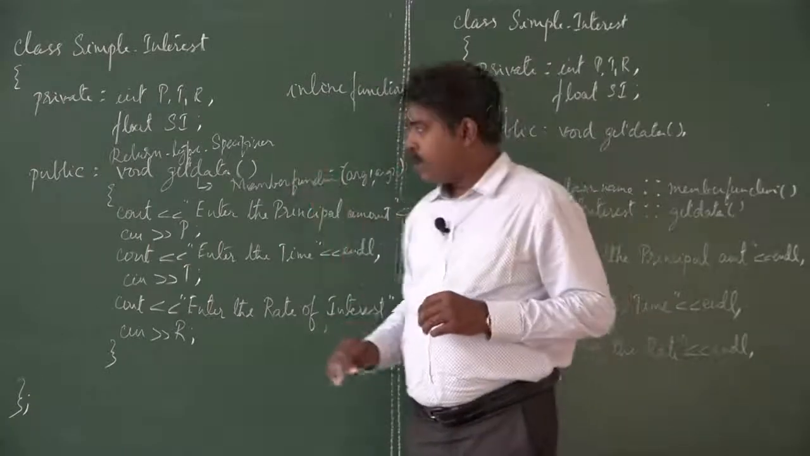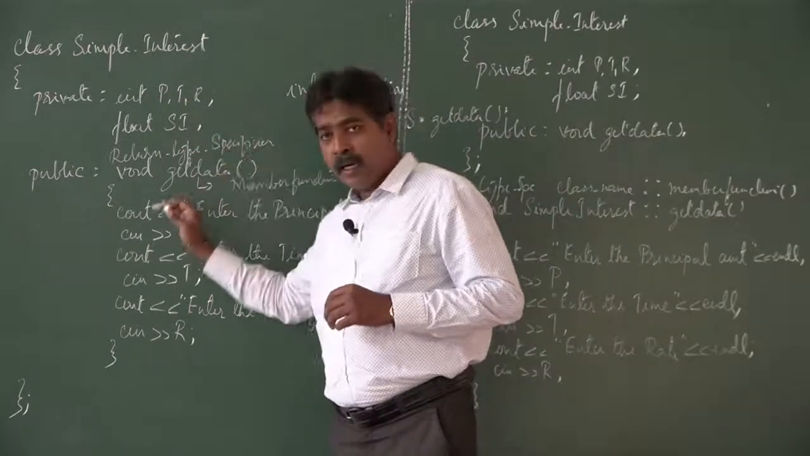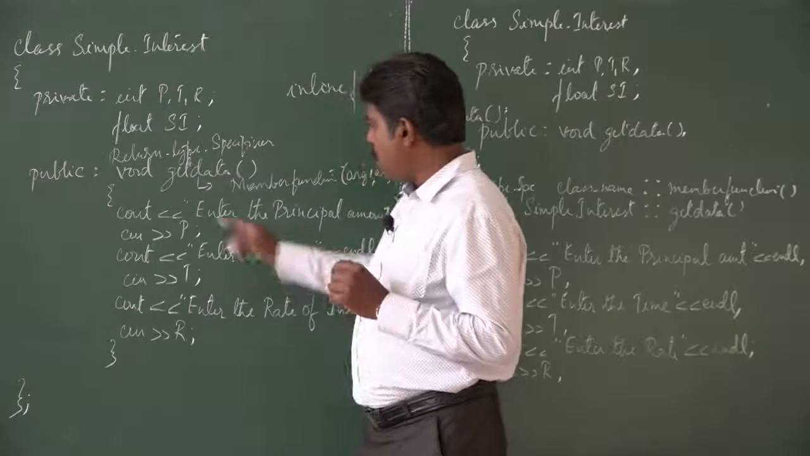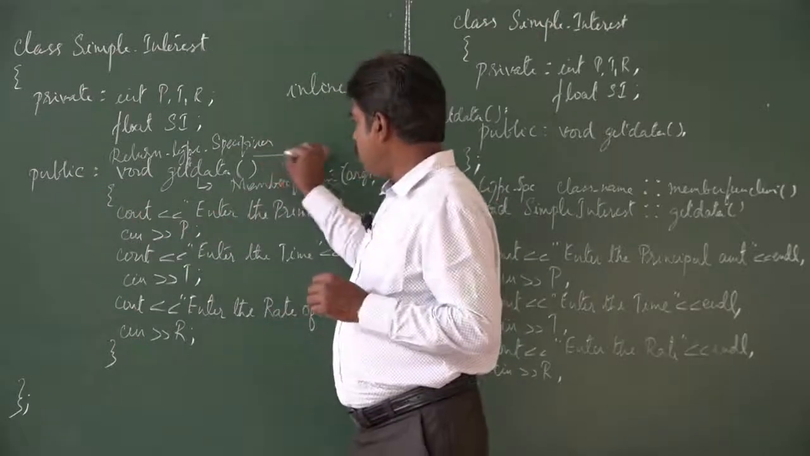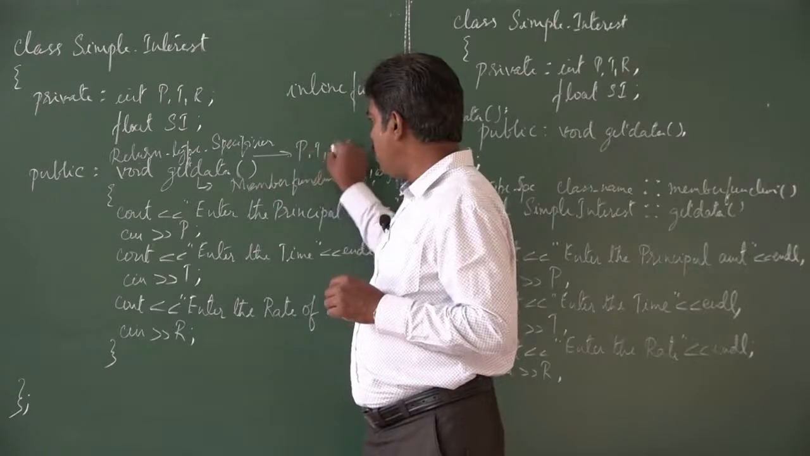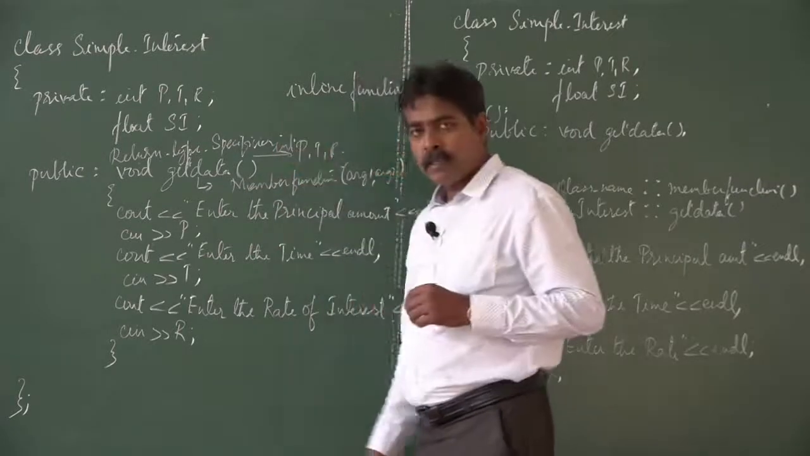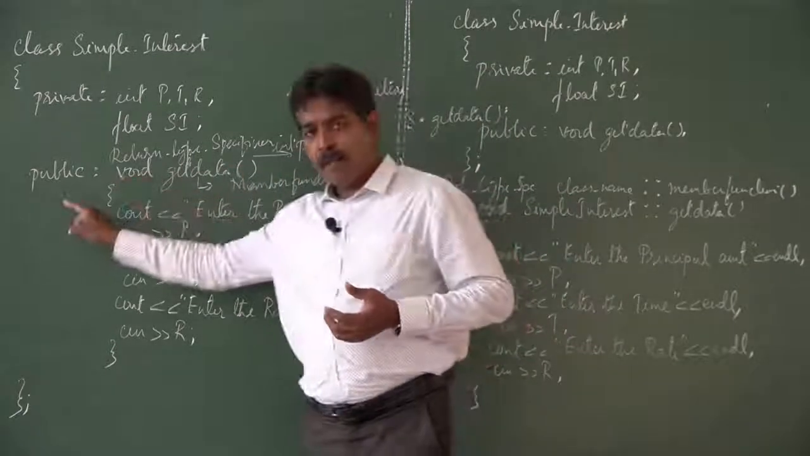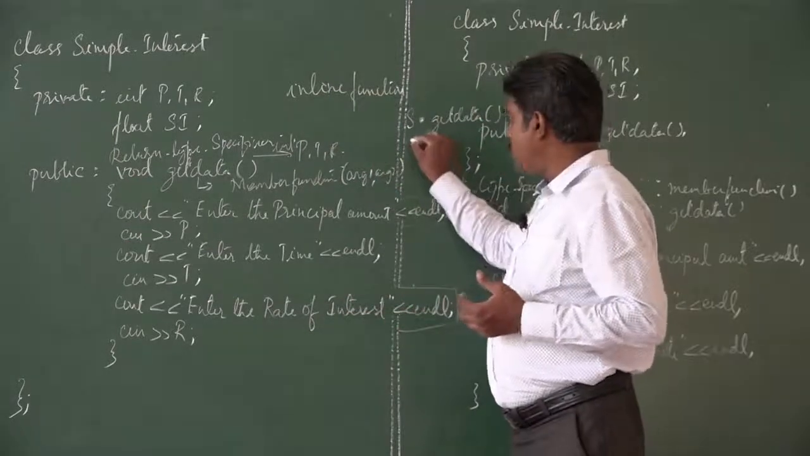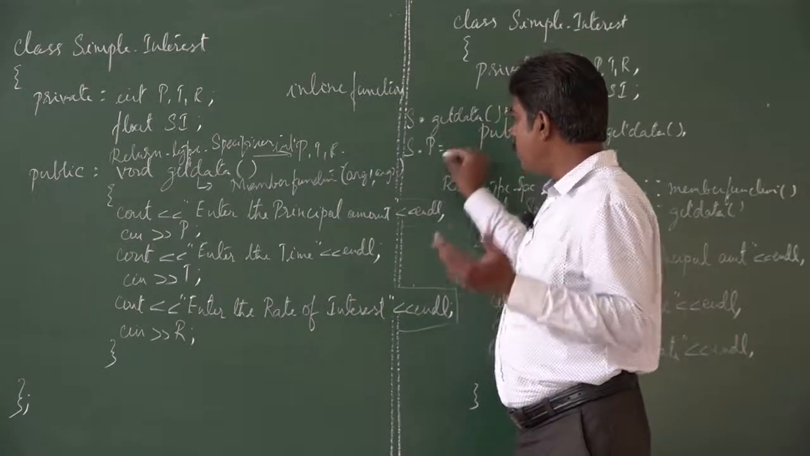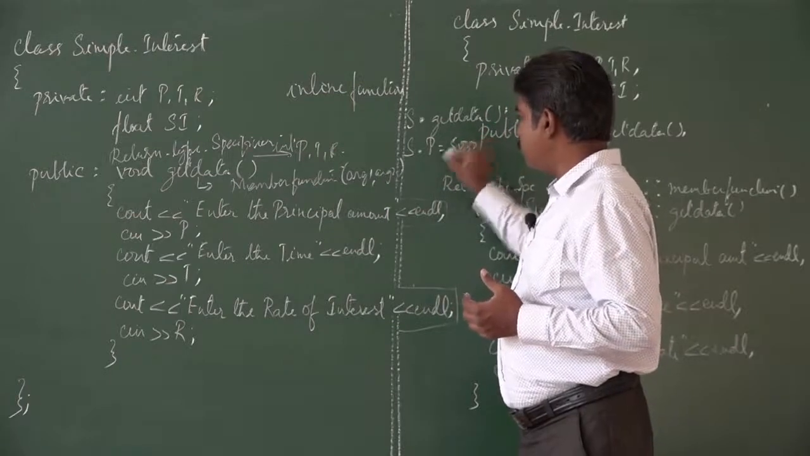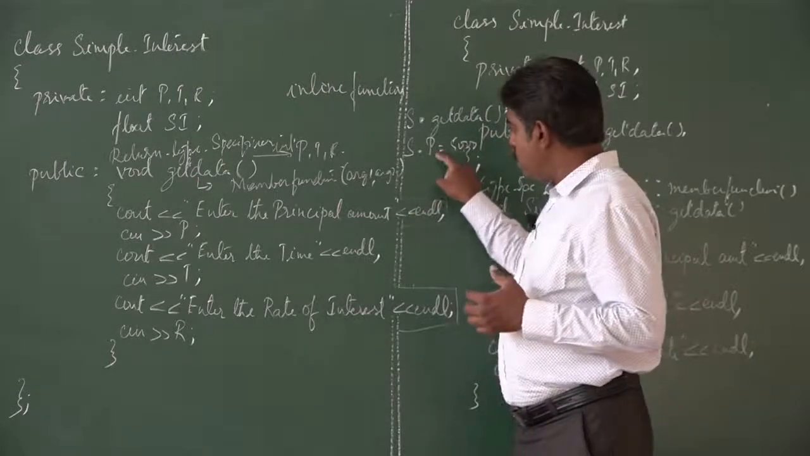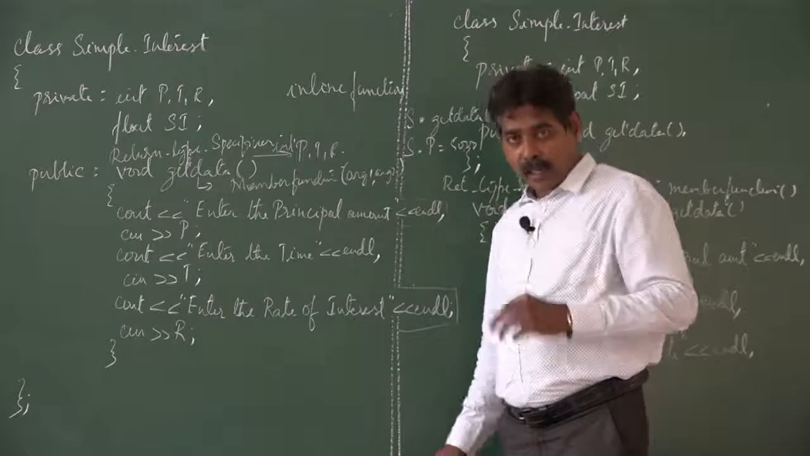For example, if this PTR were written under public, I am able to access that PTR. For instance, I say public here, so I'll take this place and write PTR, which is declared under int. Suppose these data members are under public, then I could say S dot P equals, I'll take 5,000, that is the principal amount. So S dot P equals 5,000. This is accessible outside the class.